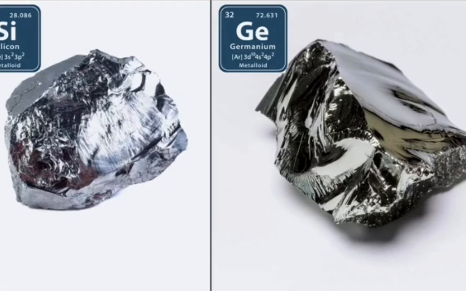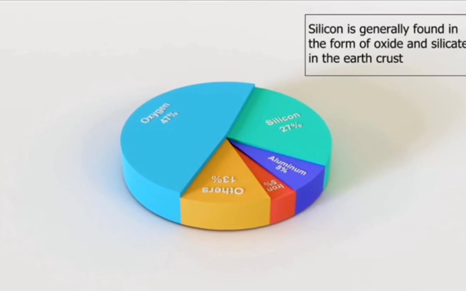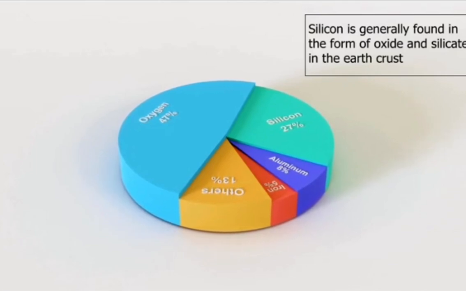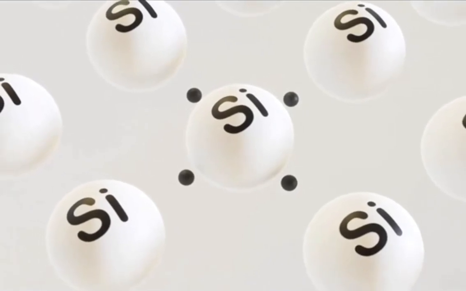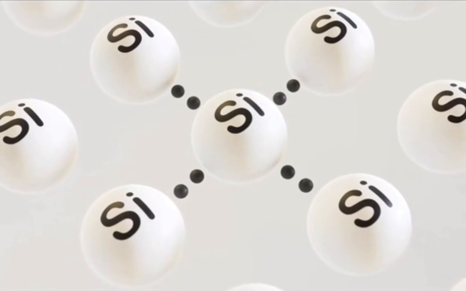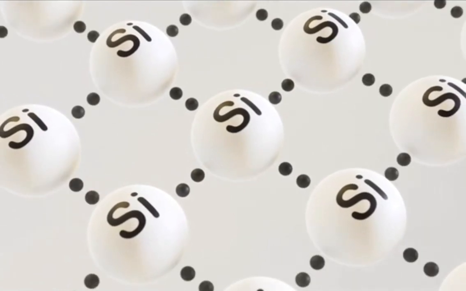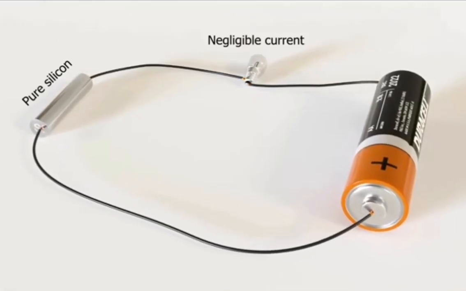Some of the most commonly used semiconductors are silicon and germanium. Let's understand the conducting behavior of semiconductors with the example of silicon. Silicon is the second most abundant element in the Earth's crust. Each silicon atom has 4 valence electrons. Silicon forms covalent bonds by equal sharing of its valence electrons with 4 neighboring silicon atoms. Due to this, pure silicon does not have free electrons. As a result, pure silicon is a very poor conductor of electricity at normal temperature.